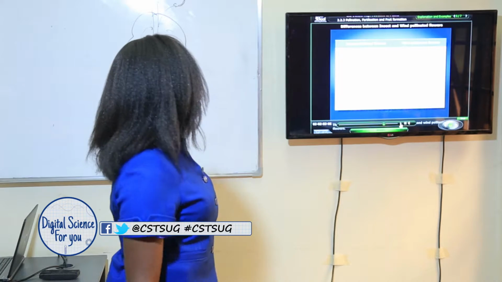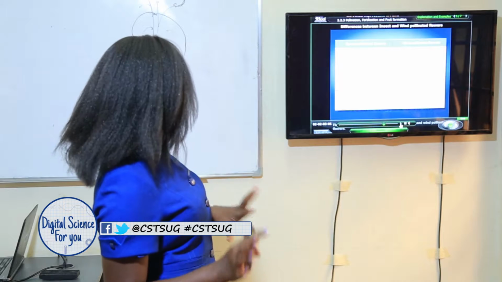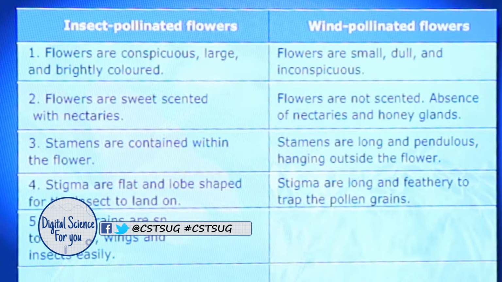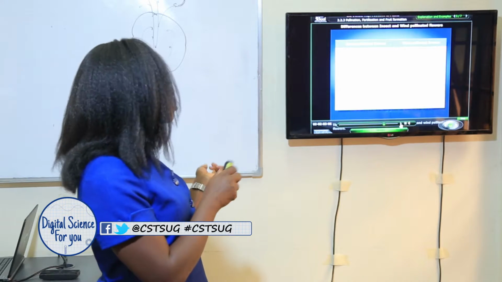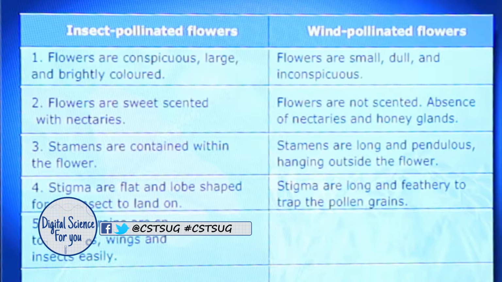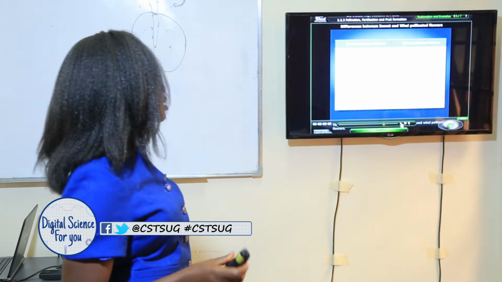And number 4, the stigma for insect-pollinated flowers. The stigma is flat and lobe-shaped for the insect to land on, because an insect has some weight. So the stigma has to be firm enough for the insect to land on it. That is characteristic of insect-pollinated flowers. Whereas for wind-pollinated flowers, the stigma is just usually long and feathery to trap the pollen grains. Soft, long, feathery. All it needs to be able to do is trap the pollen grains.